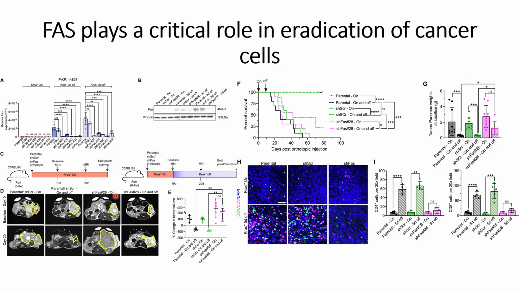As the FAS receptors are not available, the apoptosis triggered by immune cells does not occur. These things are quantified in panel E, where we can see that there is no significant change in the tumor volume when the KRAS mutations are on, or the KRAS mutations are on and off, or when the scrambled short hairpin RNAs are used with the KRAS mutations on. So in those three cases, there is no significant change in the tumor volume.